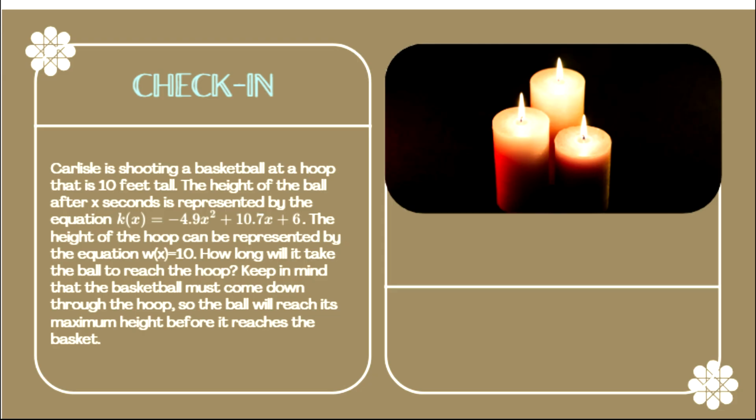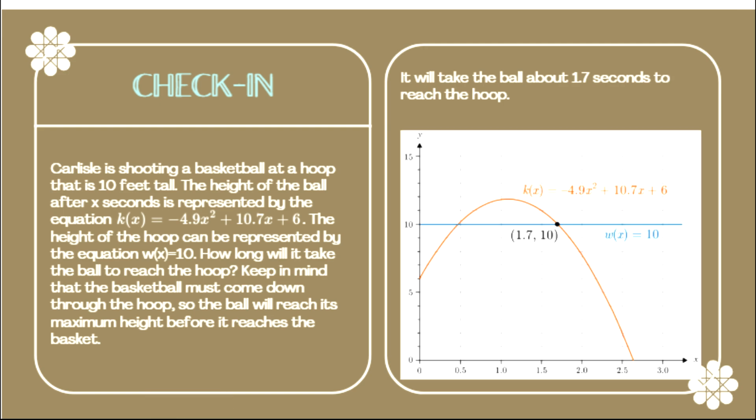Keep in mind that the basketball must come down through the hoop, so the ball will reach its maximum height before it reaches the basket. So they're saying the ball is going to go up, down, and then here is the hoop. Okay, so they made a table, which is a waste of time, and then they made a graph, and look, you can see right here that it's going to take them 1.7 seconds for it to go through the hoop.